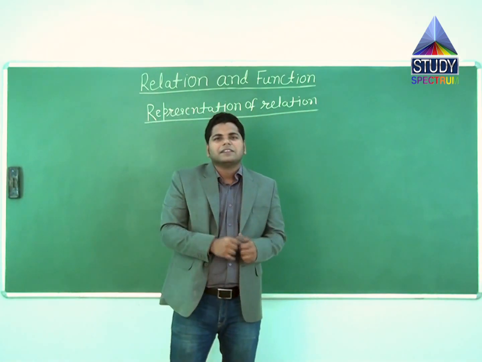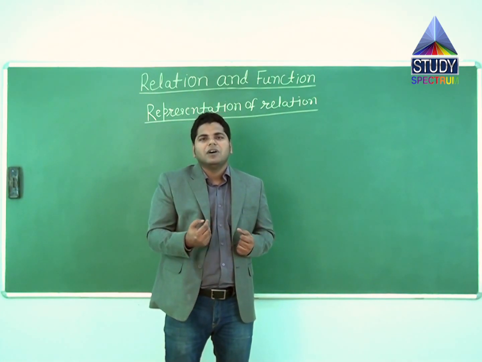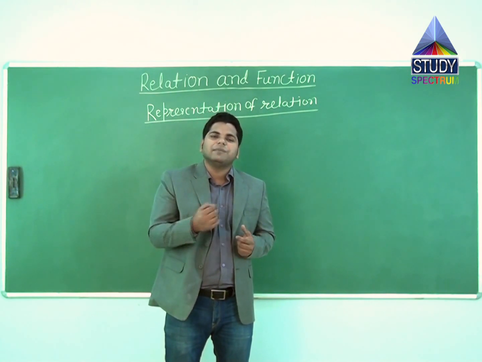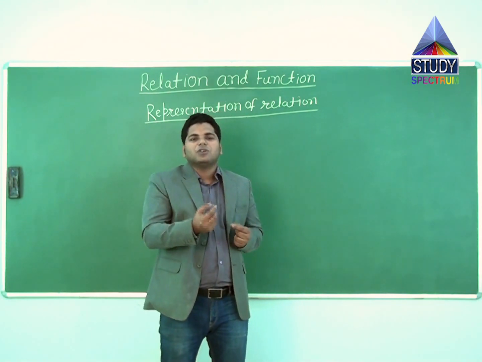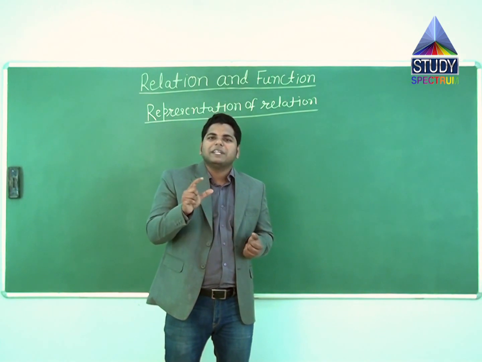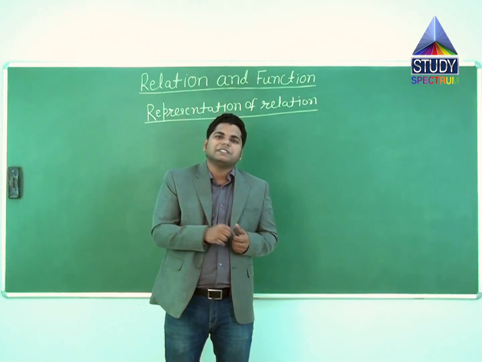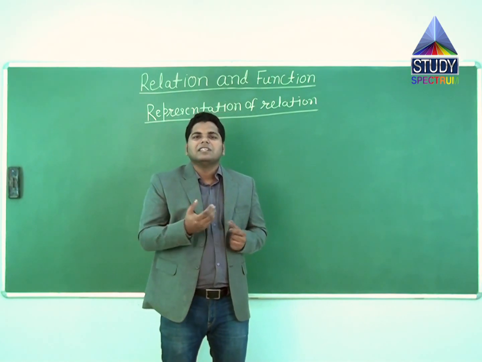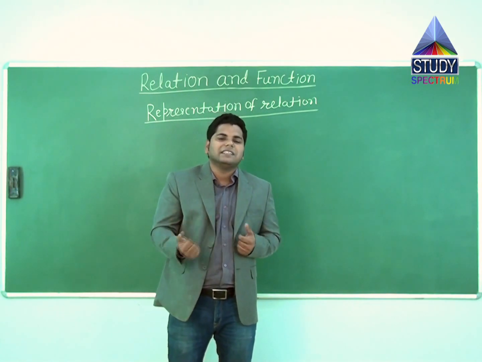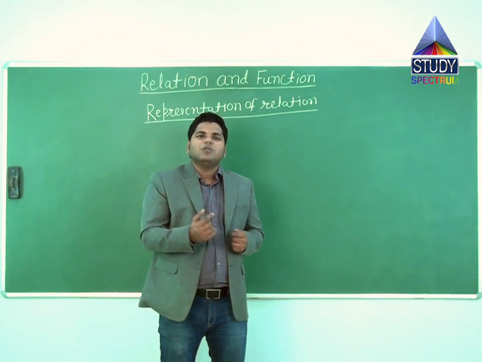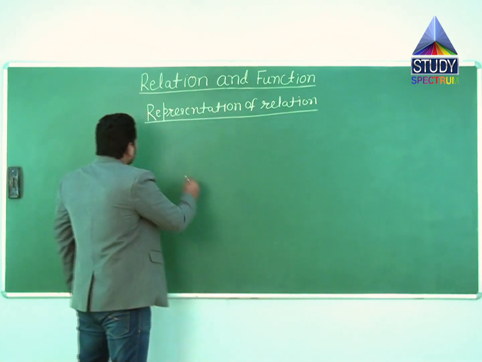There are 3 methods to represent a relation. First is roster form or tabular form, second is set builder form, and third is by arrow diagram. Out of these three methods, the first 2 methods we have already studied in set theory. A set is represented by 2 forms: first is tabular form or roster form, and second is set builder form, which we have already studied in class 11th. Let us understand one by one.